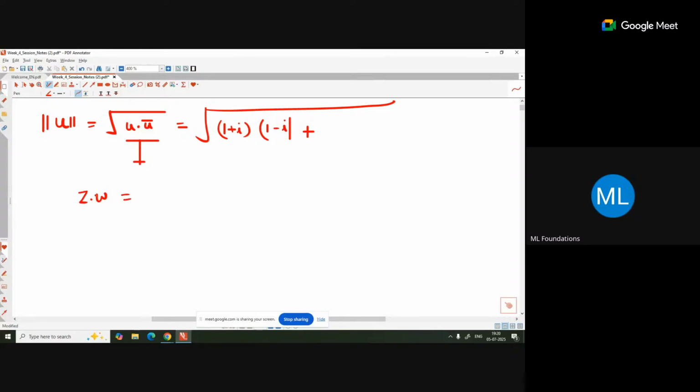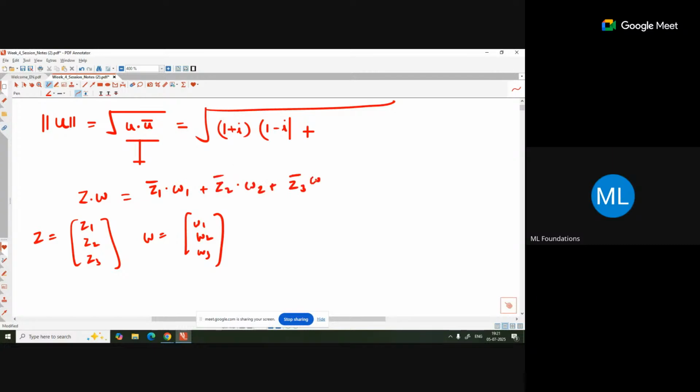Let us say the dot product between these two quantities. If z is a vector with elements z1, z2, z3 up to zn, and w is w1, w2, w3, what will be the dot product here? It will be z1 conjugate plus z2 conjugate plus z3 conjugate, right? Is that fine? Or it's not the dot product here, it is the multiplication, right? Is that correct? The length of u is basically what?